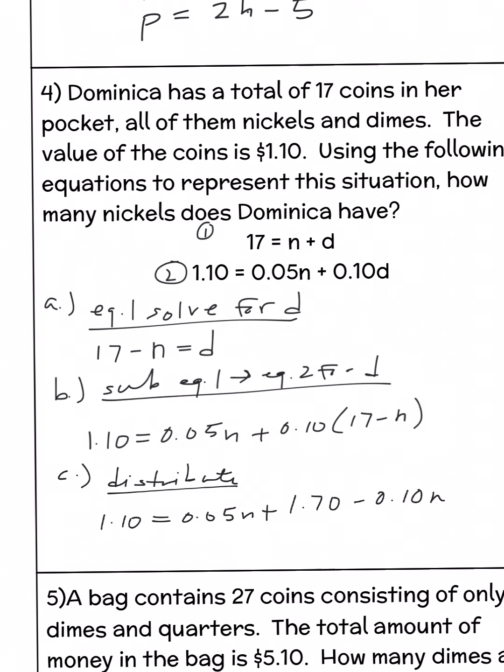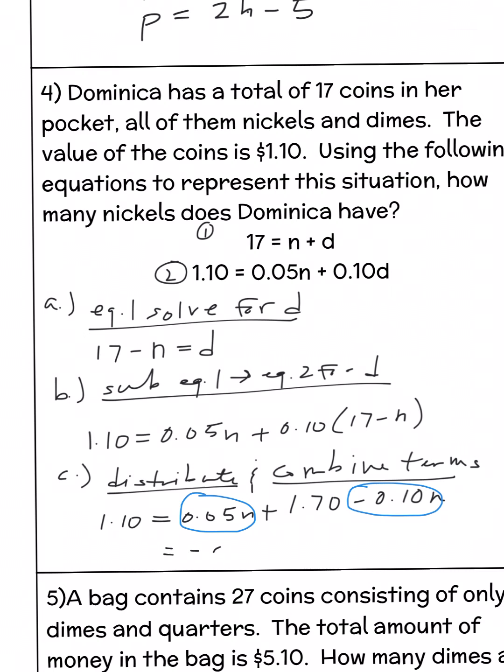And then I'm going to combine like terms. So I'm going to write up here, distribute and combine like terms, since I don't have much space. So you notice here, I can combine 0.05n to minus 0.10n. So what does that give me? That's going to give me negative 0.05n.